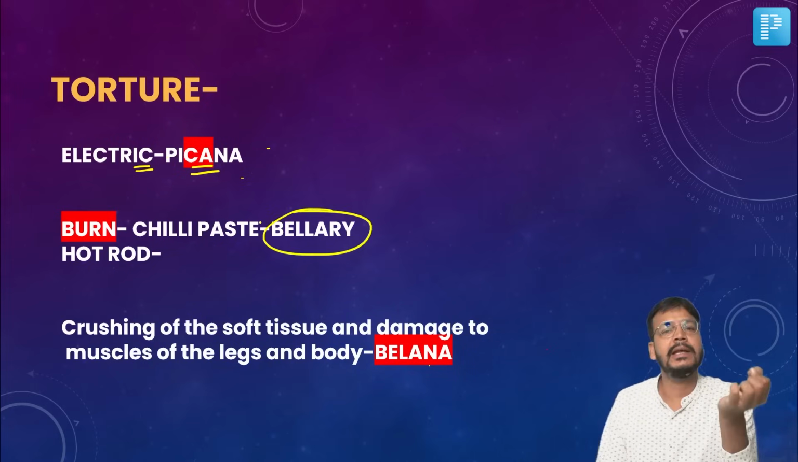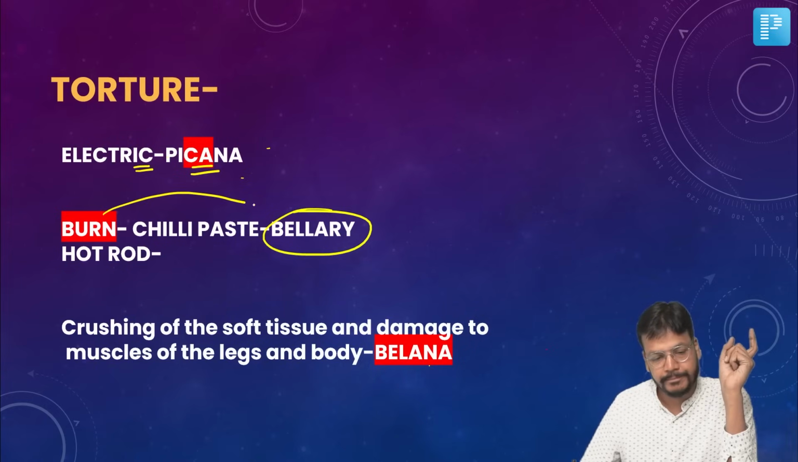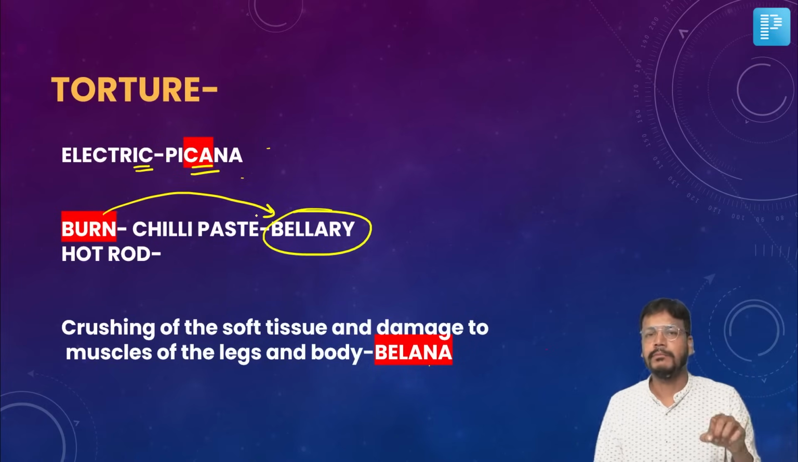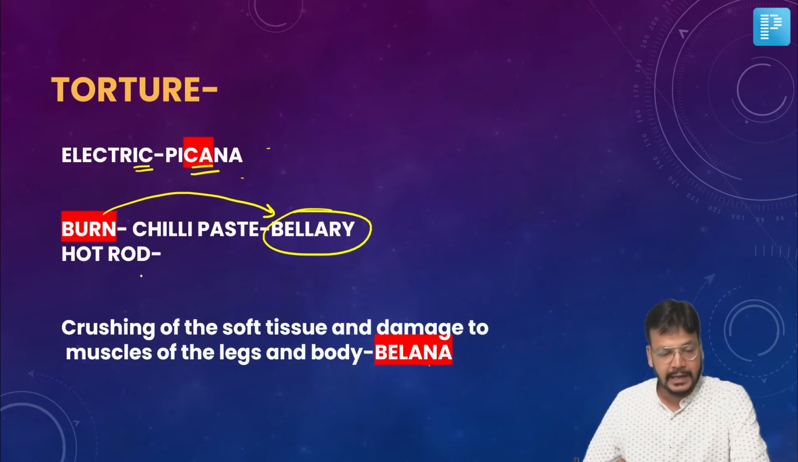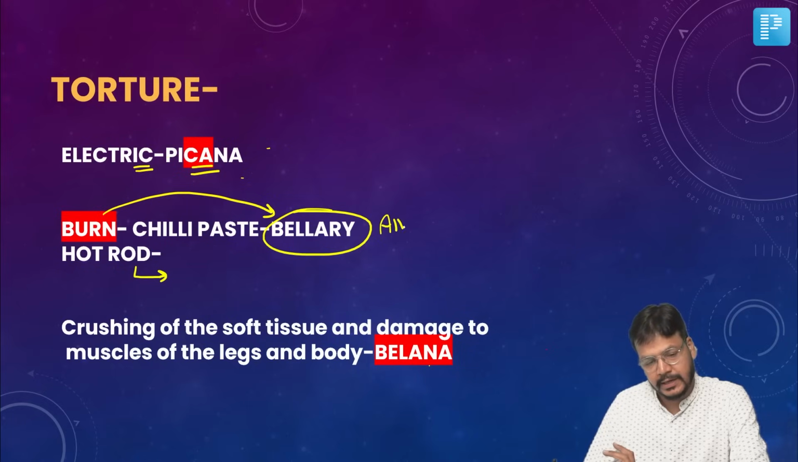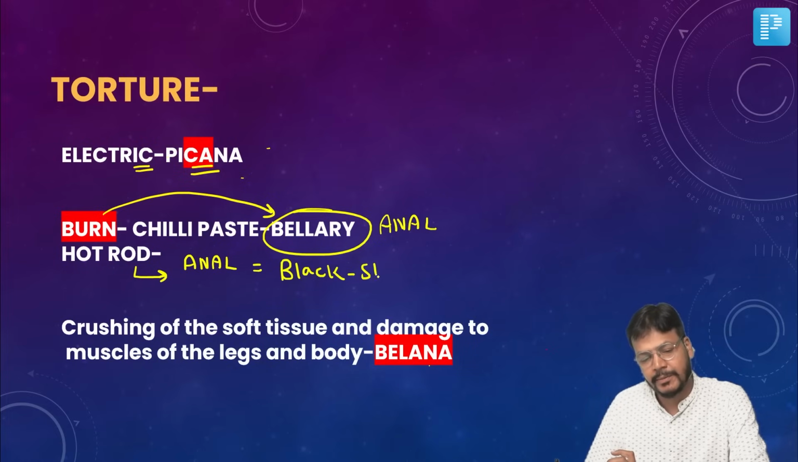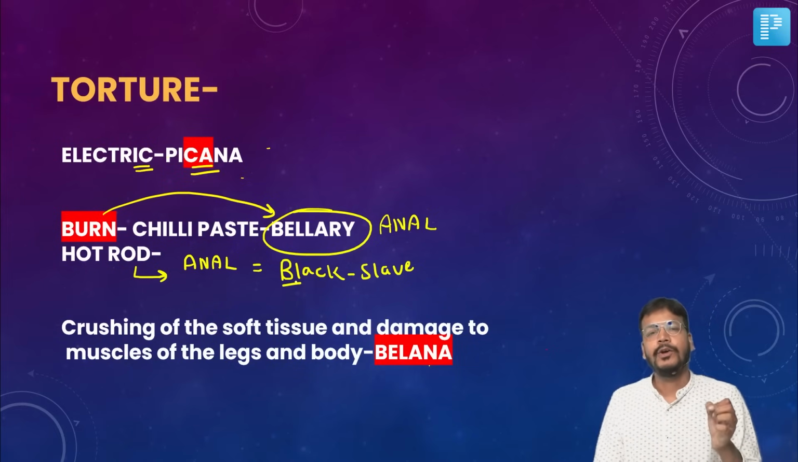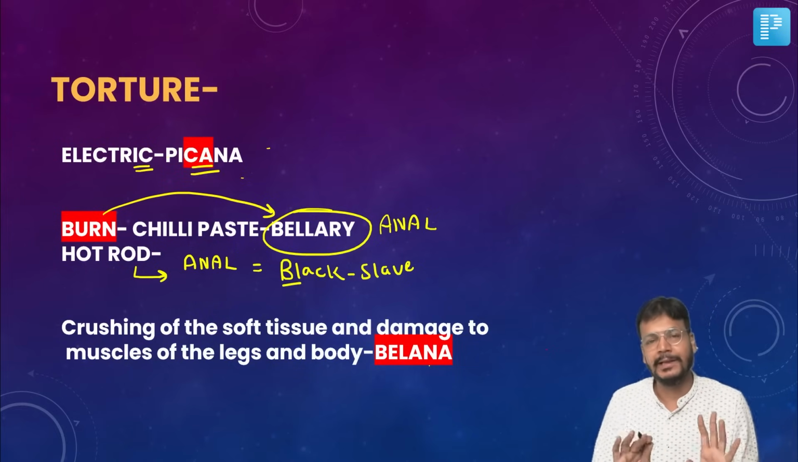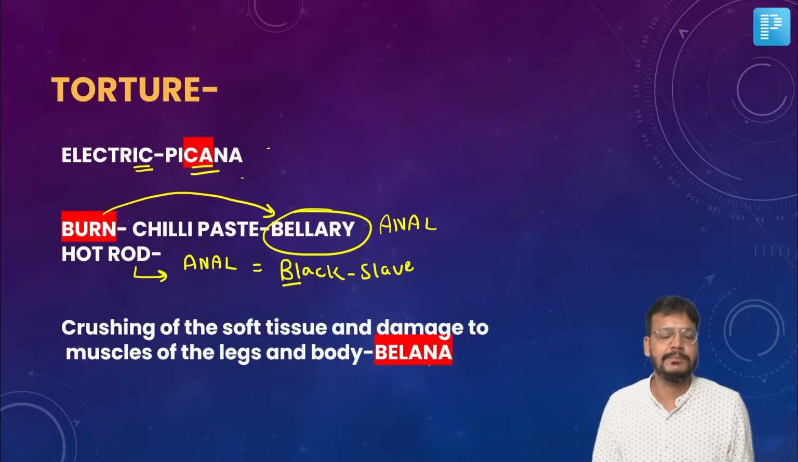Burn, doctor. Chili paste in anal canal, look how to remember: B for burn, B for Bellary. Burn will be Bellary, chili paste in anal canal, and hot rod in anal canal. That's chili paste in anal canal is Bellary. Hot rod in anal canal, that will be Black Slave. Both are B. The trick to remember is also very easy, both are B. Bellary is B and Black Slave is B, and both involve burn.